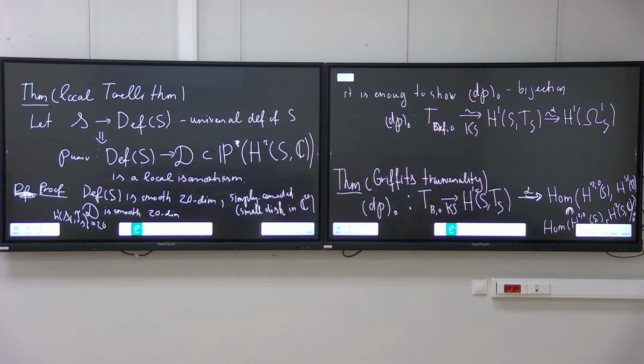Okay, next time we will discuss what we have for marked K3 surfaces and for polarized K3 surfaces, just because these are very interesting examples of fine moduli spaces and coarse moduli spaces. Okay, and then maybe we will discuss surjectivity of the global period map. But before that we also need to define what the global period map is.